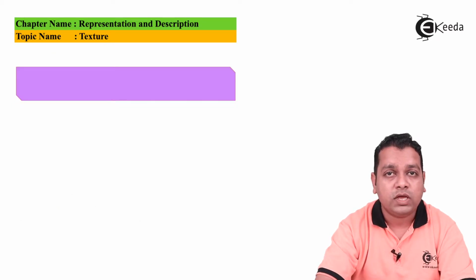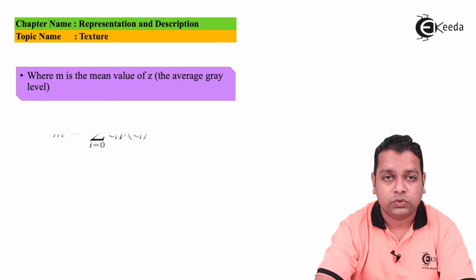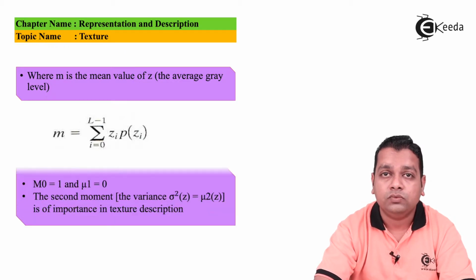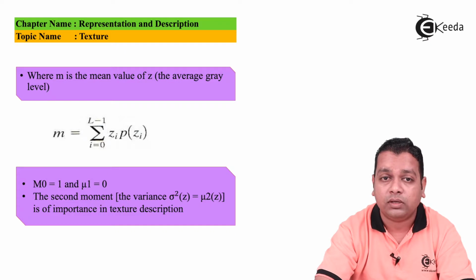In the above expression, the small m that we have shown is the mean value of z, that is the average gray level. So m can be calculated as the summation with index i equal to 0 to capital L minus 1 of z suffix i multiplied with p of z suffix i. Here mu suffix 0 is equal to 1 and mu suffix 1 is equal to 0.